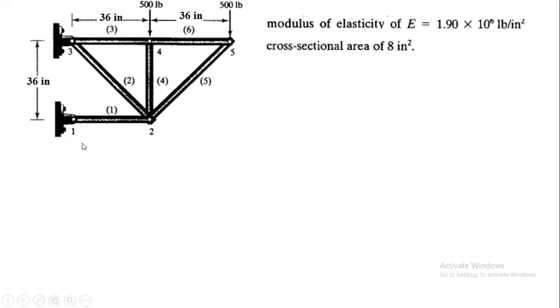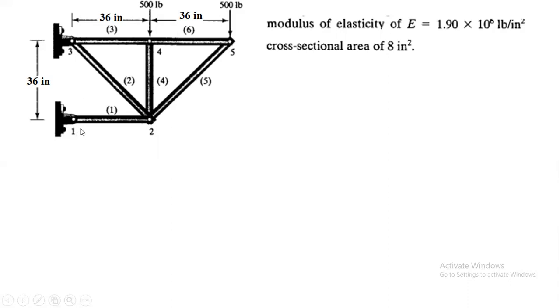Next, the first step in finite element method is discretization of the structure. Now for discretization, here there are six members, so I am going to use six elements. This is element number 1, this inclined is element number 2, this is element number 3, this vertical is element number 4, this inclined is again element number 5, and this horizontal member is element number 6, and these elements are connected by the nodes.